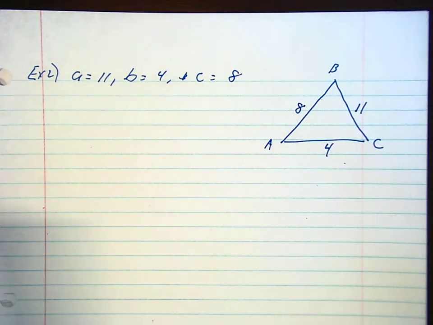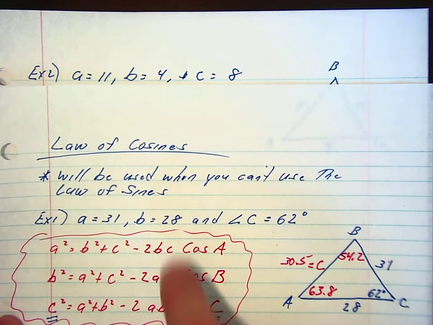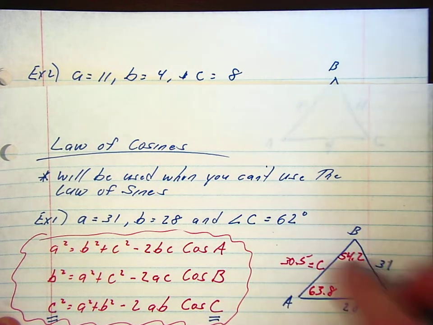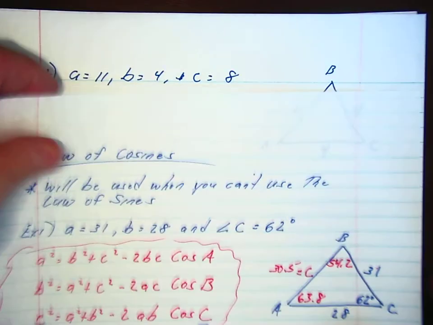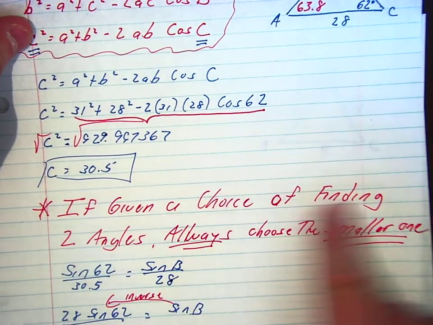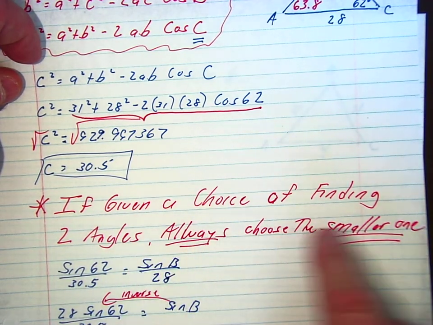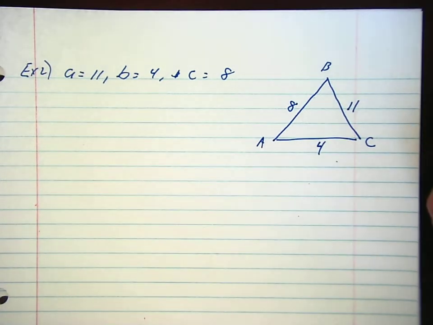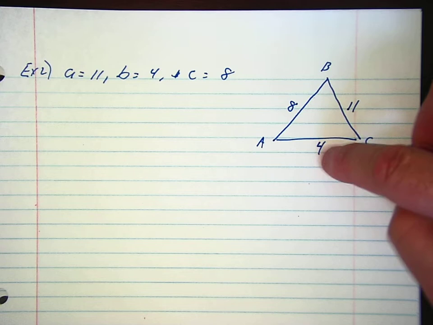You have no angle. So going back to these notes, I said you were going to choose which formula based on the angle that you're given. If you're not given an angle, you then have to make a decision on which angle you want to solve for. So we're still going to follow this pattern. If given a choice of finding, in this case you could find any of the three angles, always choose the smaller one. If I just look at this triangle, I know the smallest angle up here is B because it's opposite the smallest side.